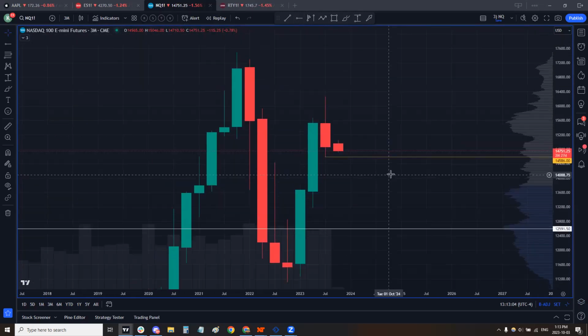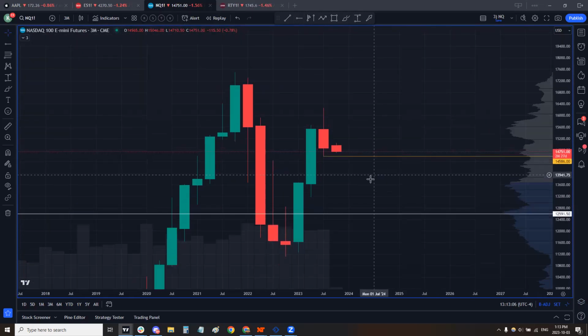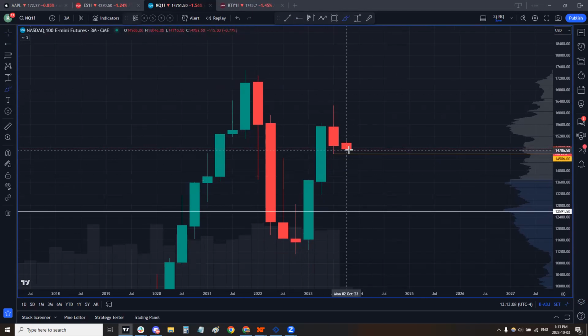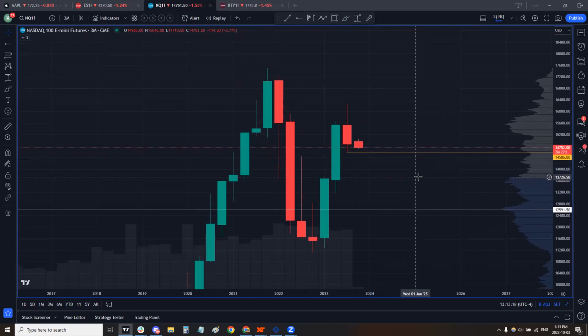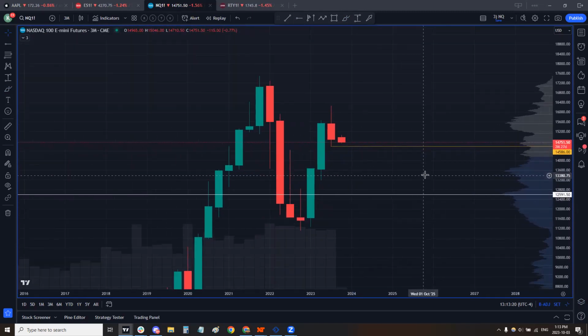One other thing I want to say, the 3 month chart: it's possible. You can't say it's not possible. We could break down. If we break that low right there, then it looks like it could potentially start the free fall.